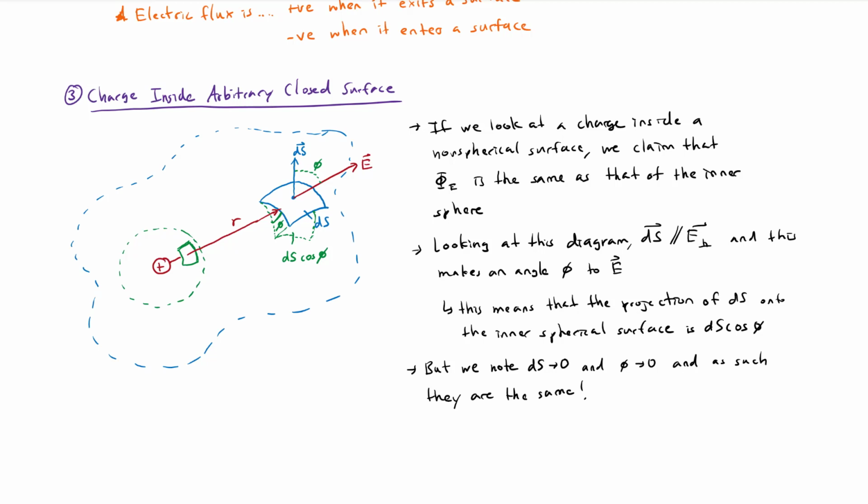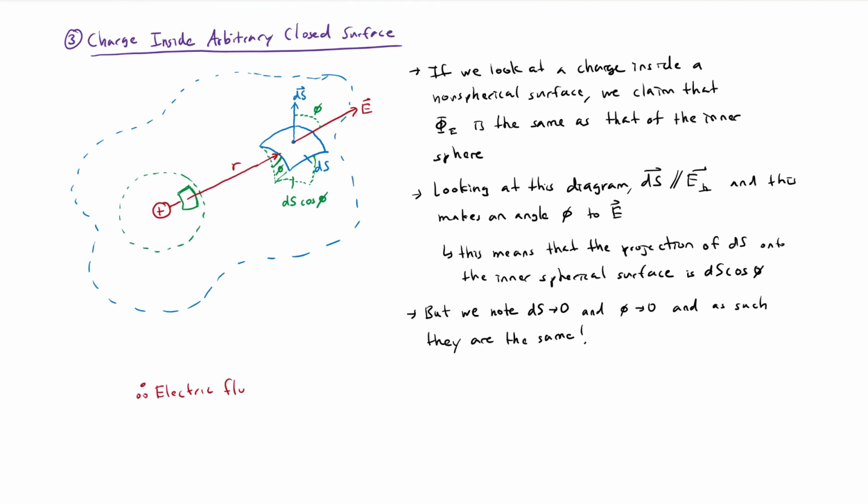And therefore, the electric flux is still just Q enclosed within any closed surface. And this kind of knowledge will help us build Gauss's law in the next unit.